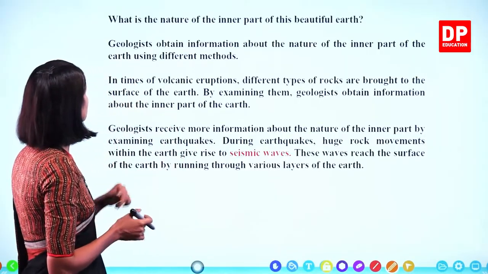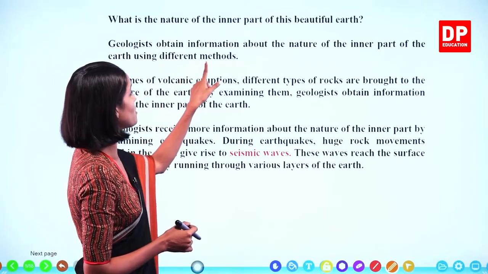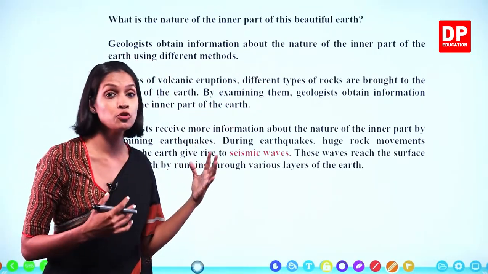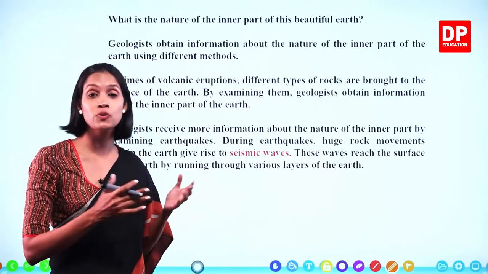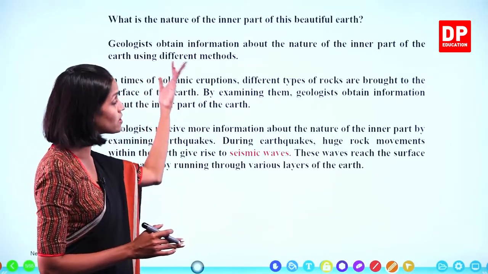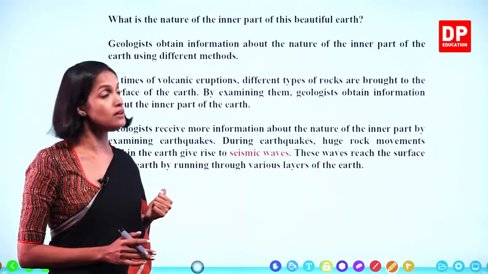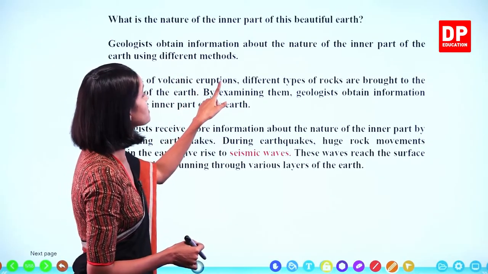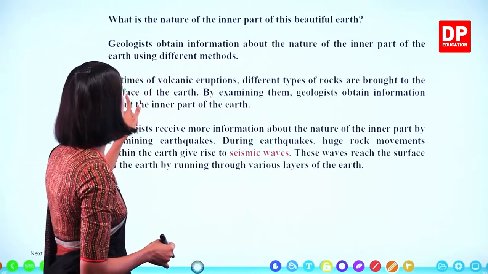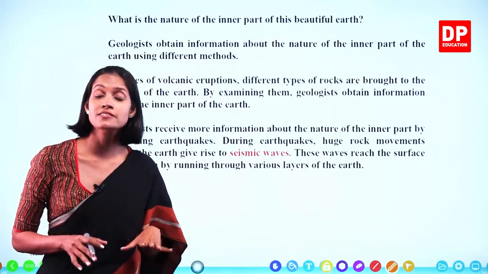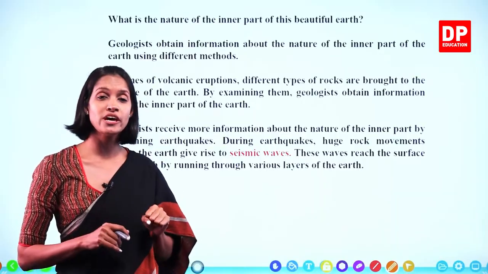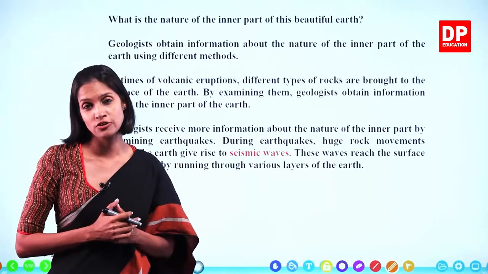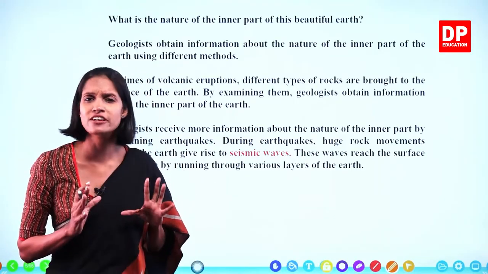Let's read this. Geologists obtain information about the nature of the inner part of the earth using different methods. Even though they cannot reach the inner layers or inner parts of the earth, there are some other methods to find information, right? In times of volcanic eruptions, different types of rocks are brought to the surface of the earth. Now, you all must have heard of the volcanoes. You all know that during volcanic eruptions, lava comes out of the volcanoes. What is lava? Do you know what lava is, children?